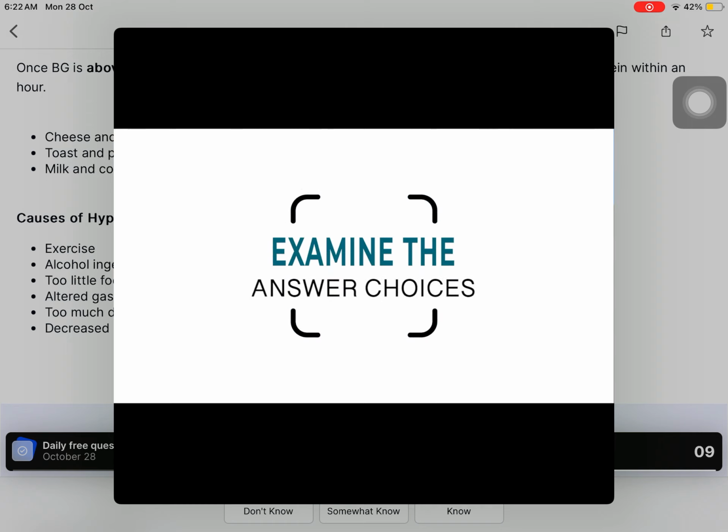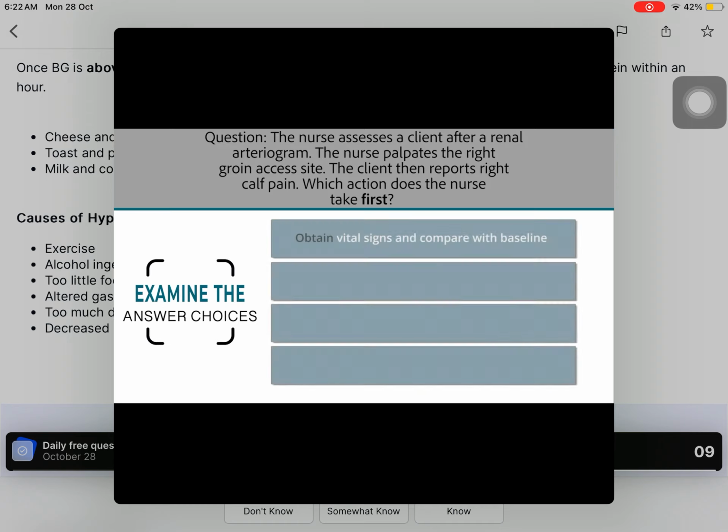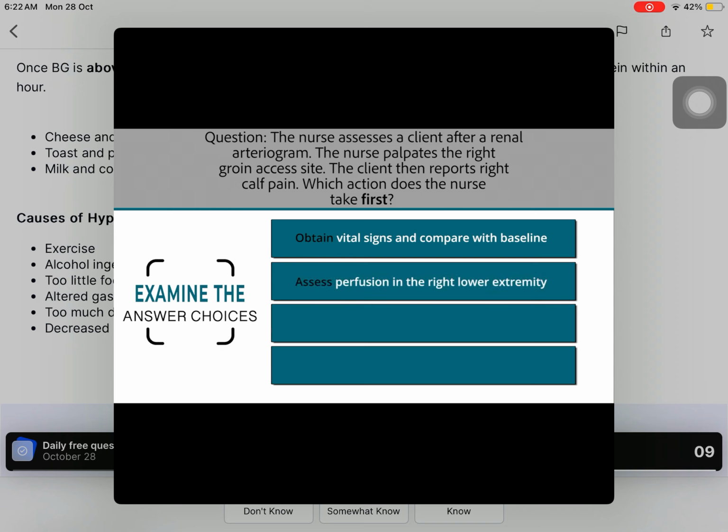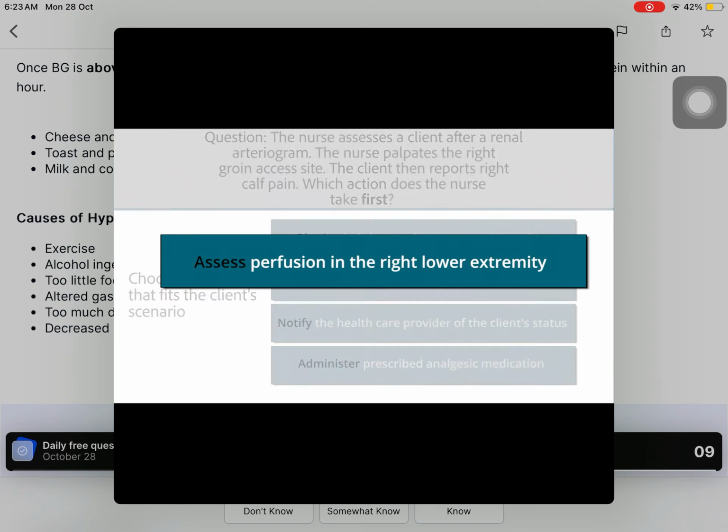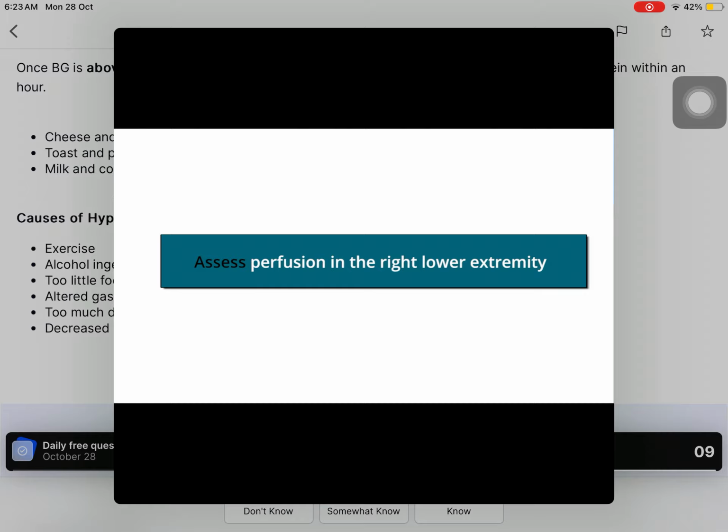Examine the answer choices. Obtain vital signs, assess perfusion, notify the healthcare provider, or administer medication. Choose the option that best fits the scenario. What action will the nurse take first? The nurse will first assess perfusion in the right lower extremity. A focused assessment based on the client's reports is essential.